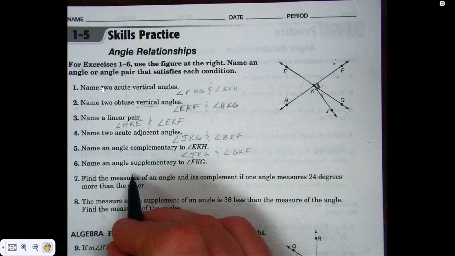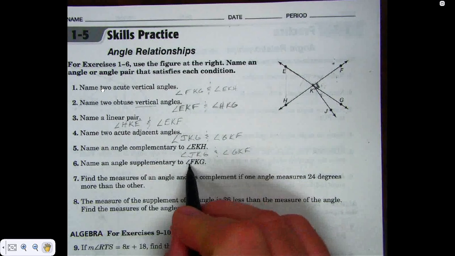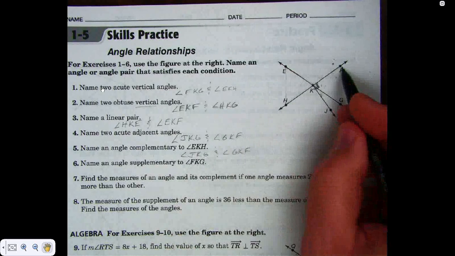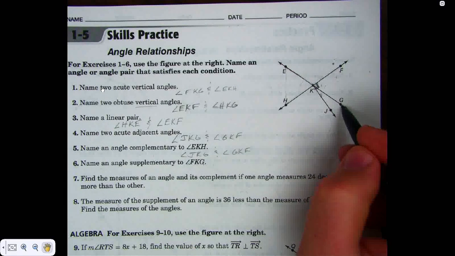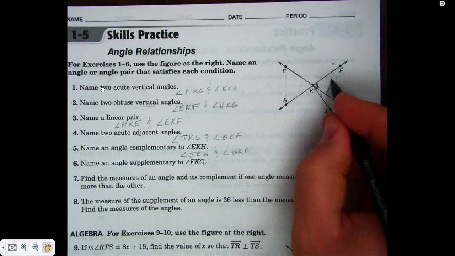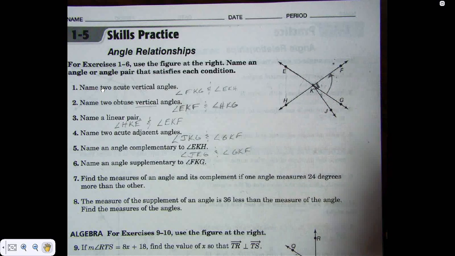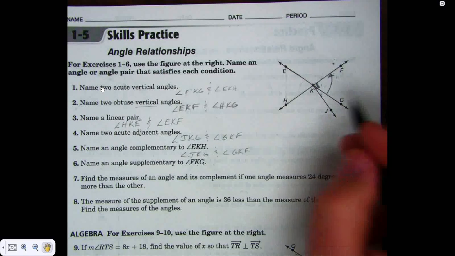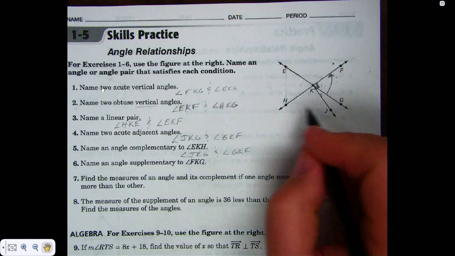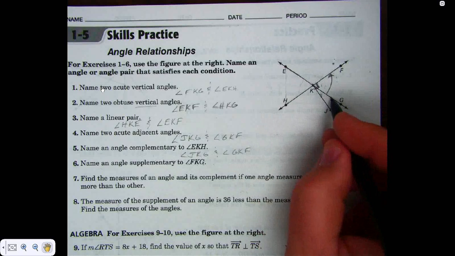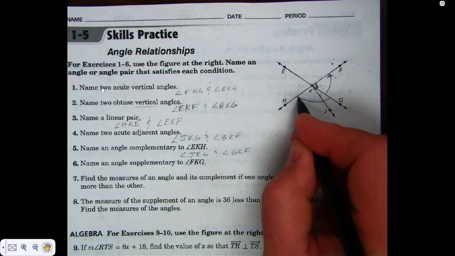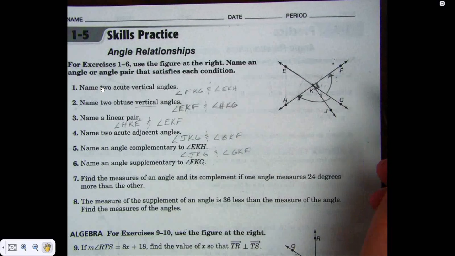Name an angle supplementary to FKG. So they want to know one that's supplementary to that angle. It has to be the one that creates a what kind of line? Straight line. So what angle would it be? This one from here to what? Here. So how would I name that angle?